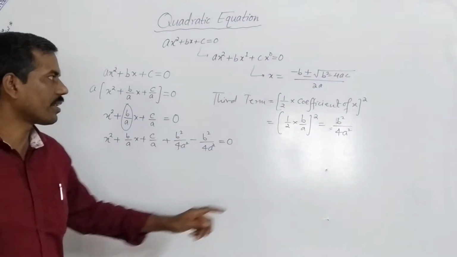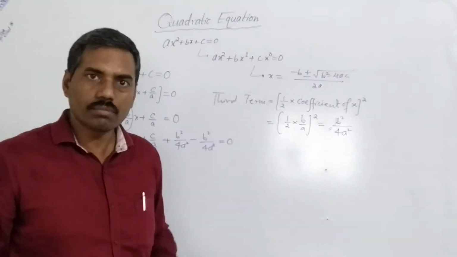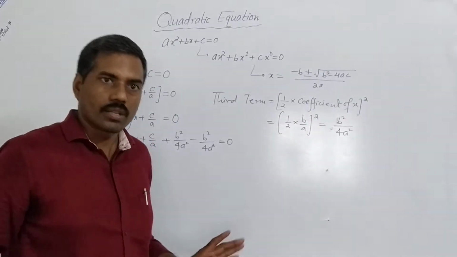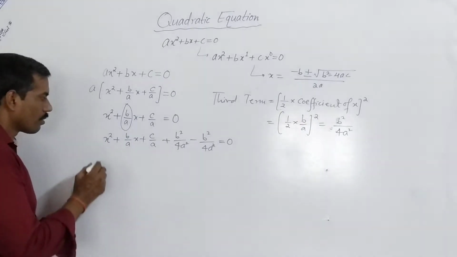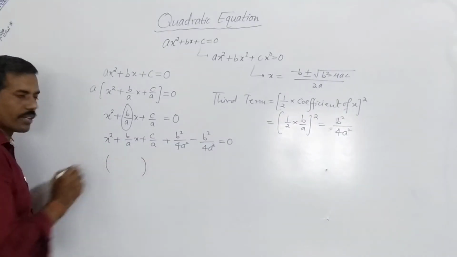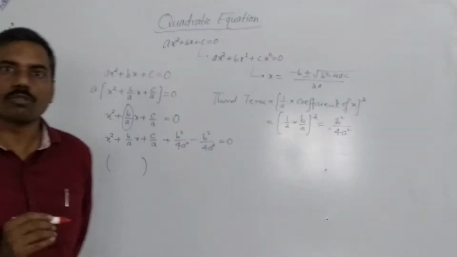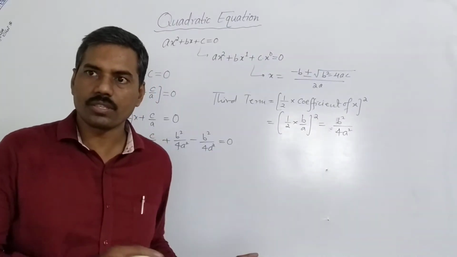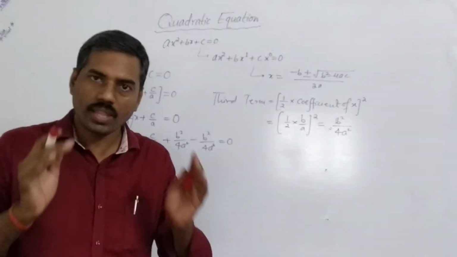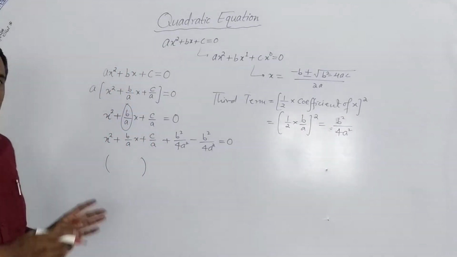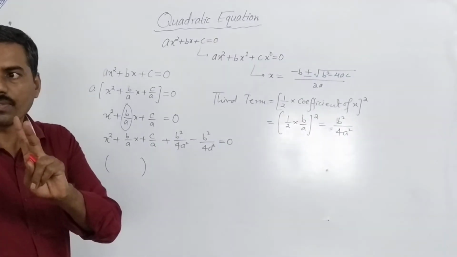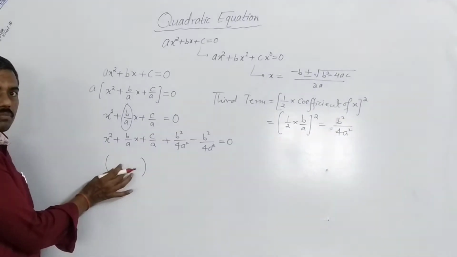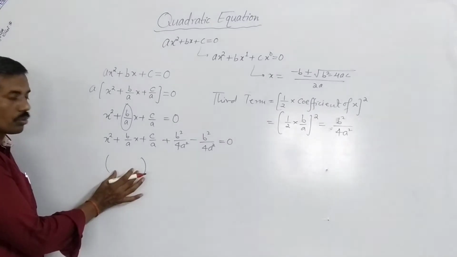Adding and subtracting our third term in the equation. Correct? The next step is to make an open bracket, a small bracket. Clear? This is our next step. Make a small bracket in which we have to fill two terms. Okay? So for the first term we have to make two terms.